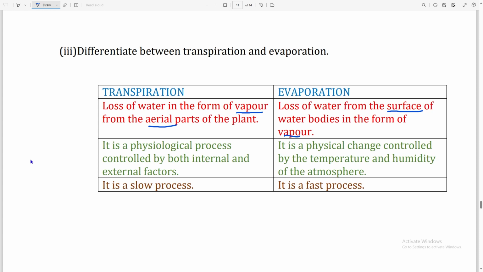Second point, it is a physiological process and evaporation is a physical process. Physiological process controlled by both internal and external factors, but evaporation is a physical change controlled by the temperature and humidity of the atmosphere. Third point, transpiration is a slow process, whereas evaporation is a fast process. So, if the question carries 1 mark, you have to write one valid point. Always choose the definition at the first point.